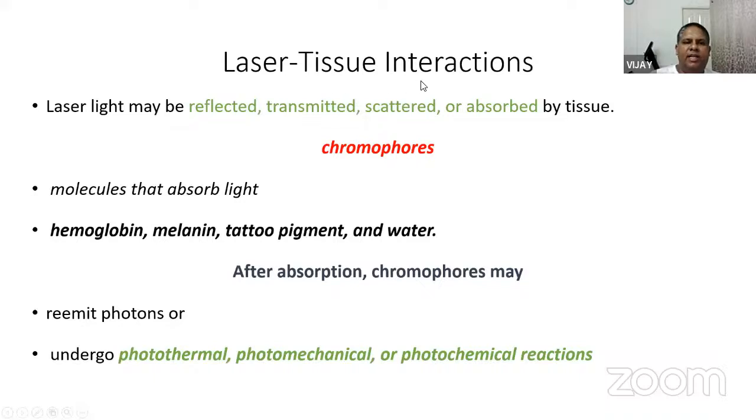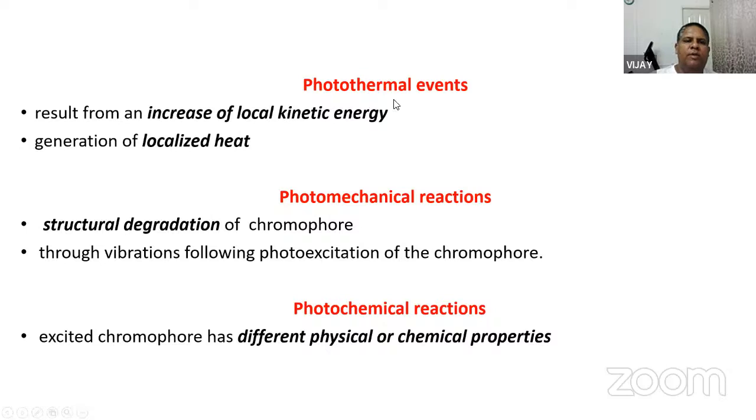The laser tissue interactions are, the laser light may be reflected, transmitted, scattered, or absorbed by any tissue. Okay, the chromophore is the name given to the tissue which absorbs this laser light. The various chromophores in the body are hemoglobin, melanin, tattoo pigment, and water. After absorption, these chromophores exhibit either a photothermal, photomechanical, or a photochemical reaction. Photothermal means localized heat is produced once the laser light is absorbed into the chromophore material. Photomechanical means there is structural degradation of the chromophore.